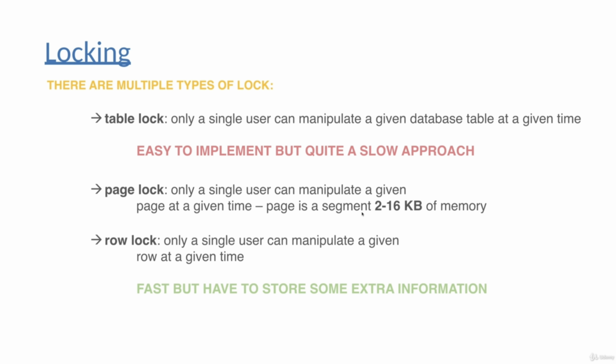A page is a segment of memory, usually between 2 to 16 kilobytes. We are going to talk about pages and the paging techniques in one of the coming chapters, and it is going to be clear. And we can use row locking when only a single user or a single session can manipulate a given row at a given time. Of course, it is a fast approach, but it is not that easy to implement because we have to store some additional information. By the way, MySQL can use all of these techniques. As far as the Oracle database is concerned, Oracle database uses row locking.